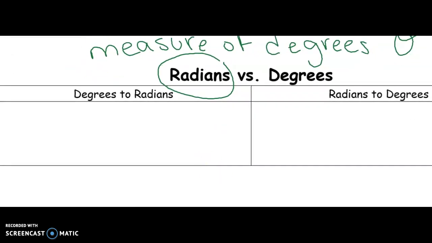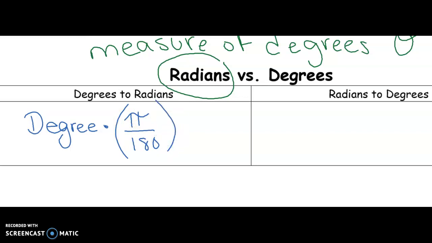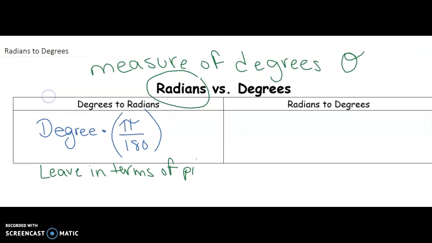From degrees to radians, you're going to take the degree and multiply it by pi over 180. And we're going to leave it in terms of pi. In other words, we're not going to use 3.14 in our math. We're just going to use pi. And radians, for the most part, are written in terms of pi, so they're not just whole numbers for the most part.